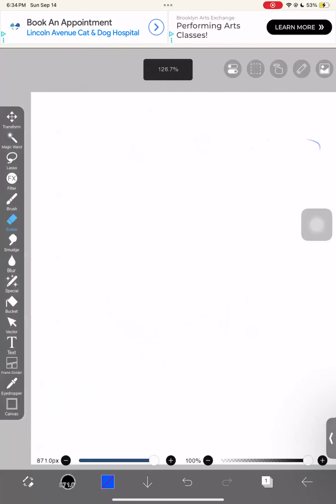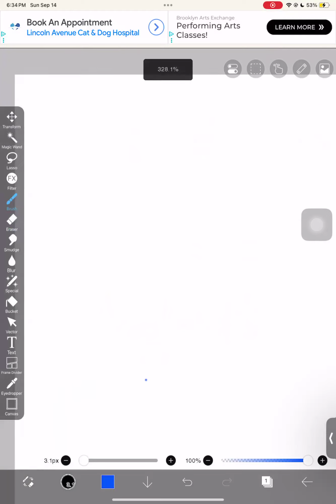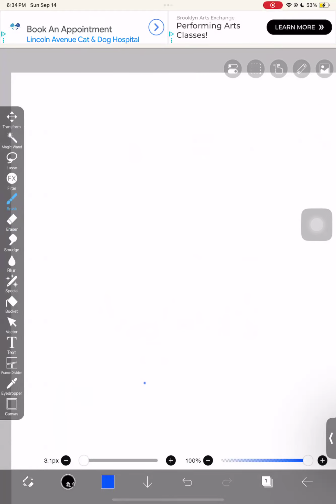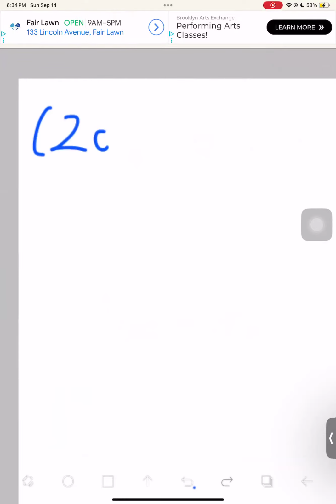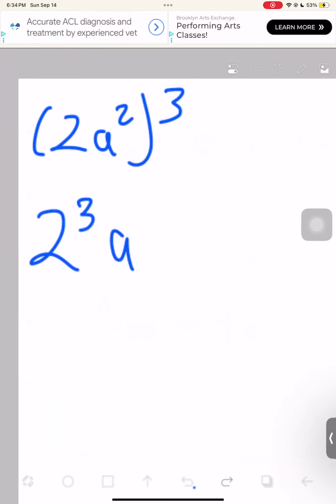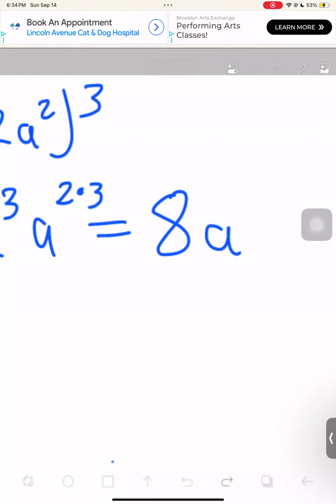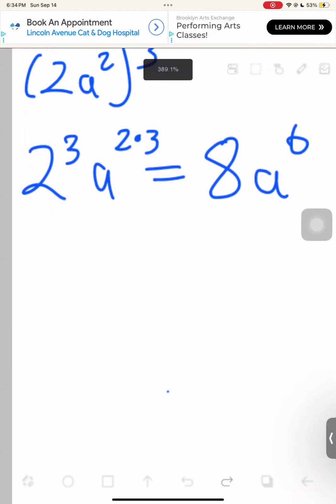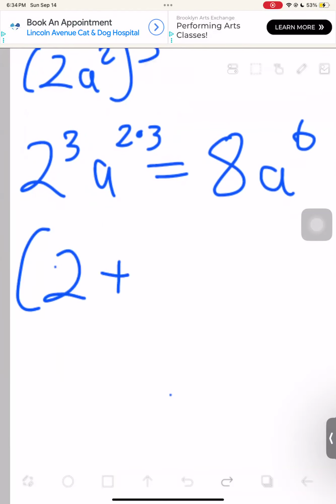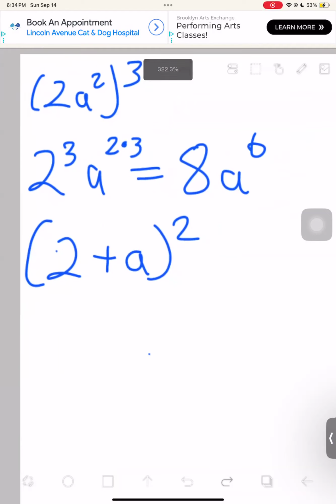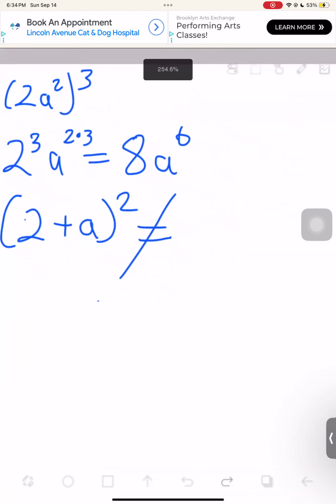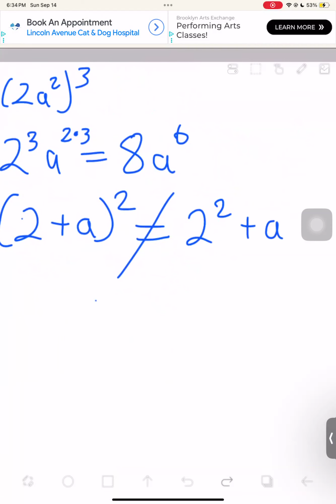Just want to say something real quick. Something like this, we could just do this: 2 to the power of 3 and a to the power of 2 times 3. And that's just equal to 8a to the power of 6. However, what's not the same is this. This is not the same as just doing 2 to the power of 2 plus a to the power of 2. These are not the same. So you cannot do that.